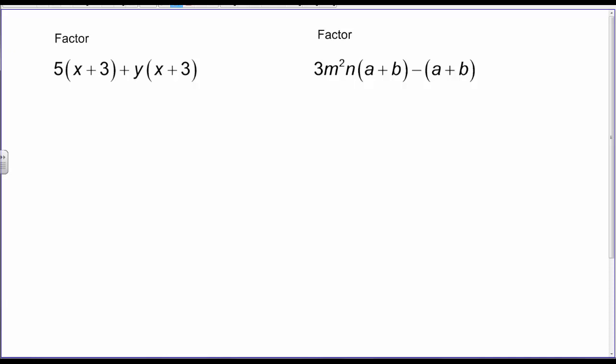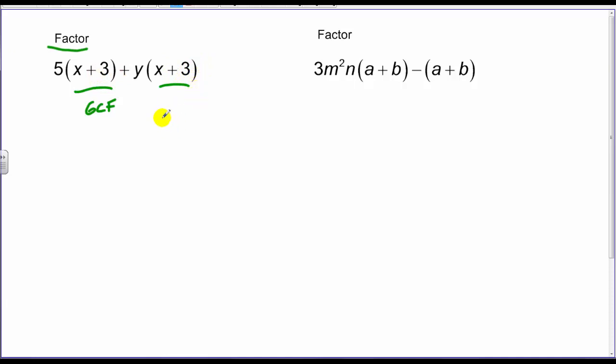So this next problem is much more difficult. In this case, you're given directions to factor, but it looks like a distribution property. Well, that's not the case. In each of these terms, you'll see there's a common multiple. This says 5 times the quantity of x plus 3, and this says y times the quantity of x plus 3. So the GCF in this case is really the binomial x plus 3.